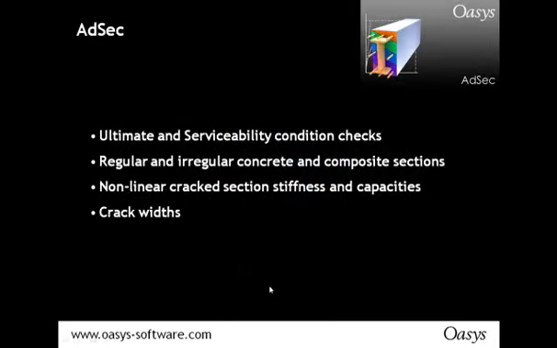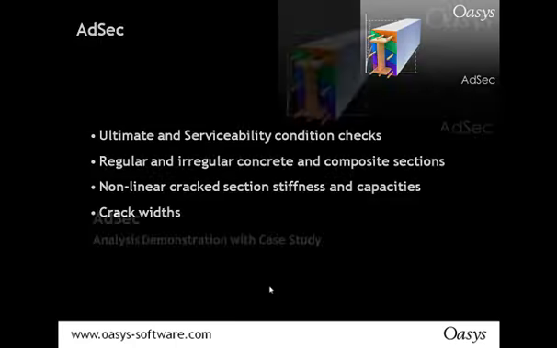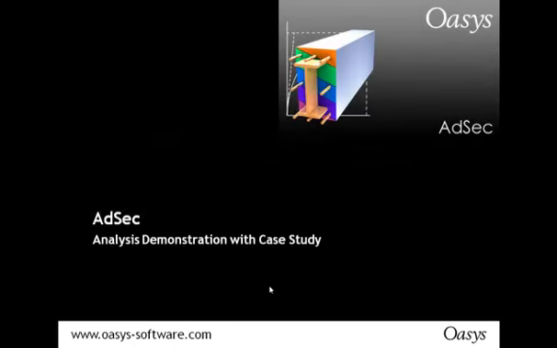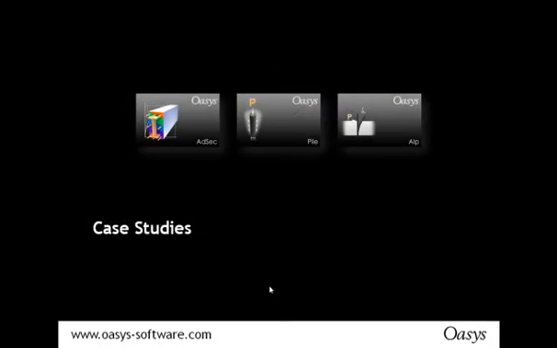So in summary, AdSec gives you the ultimate and serviceability condition checks. It deals with regular and irregular concrete and composite sections. It can calculate nonlinear cracked section stiffnesses and capacities and crack widths. And also I'm going to cover AdSec in one of our case studies as well and show you how it's used. So that nicely moves me on to the case study section.